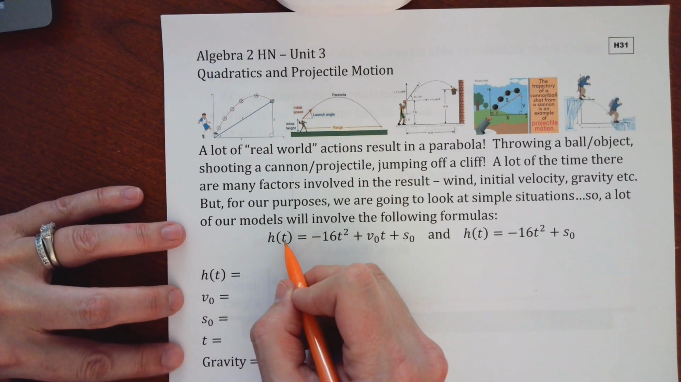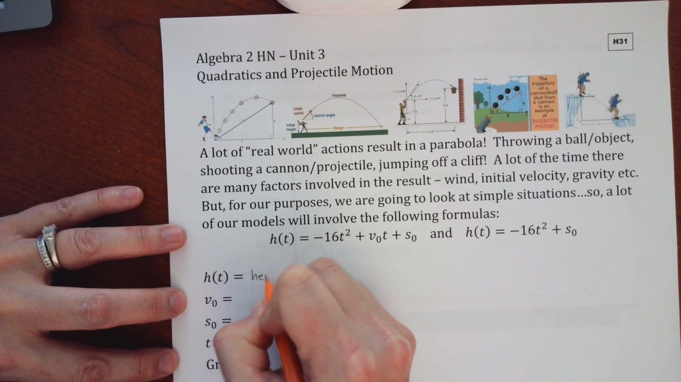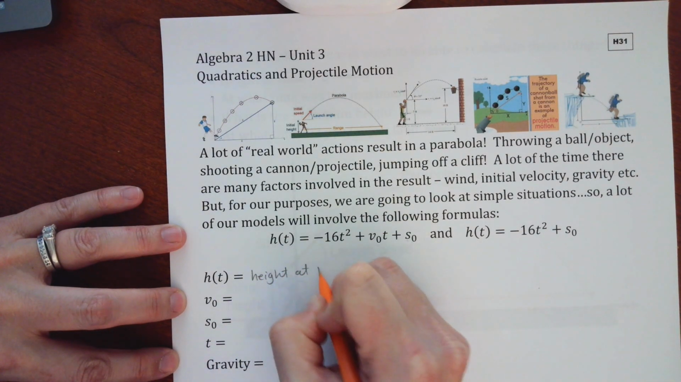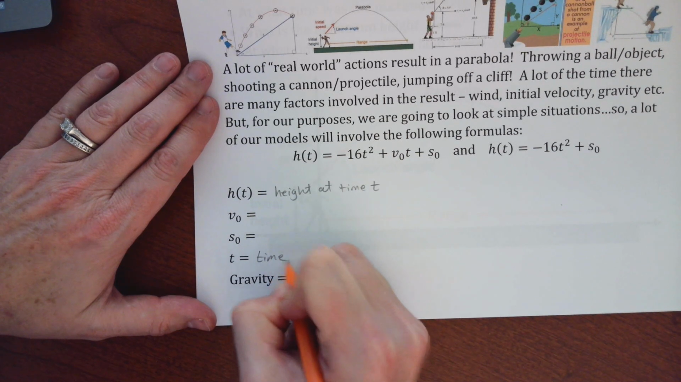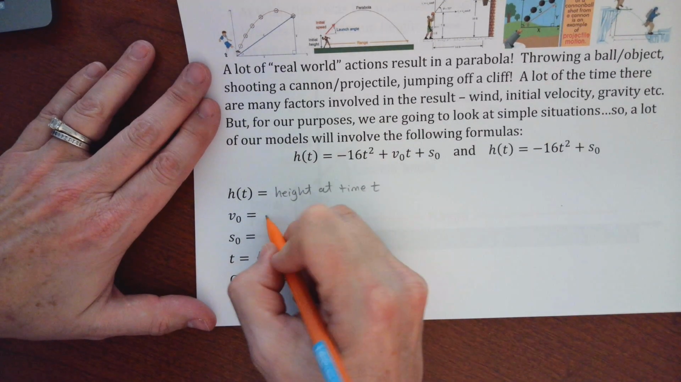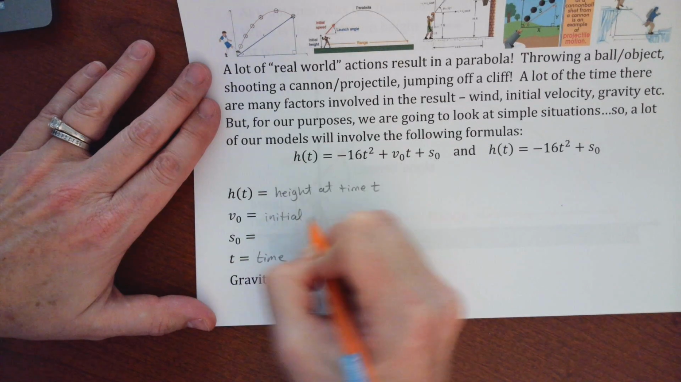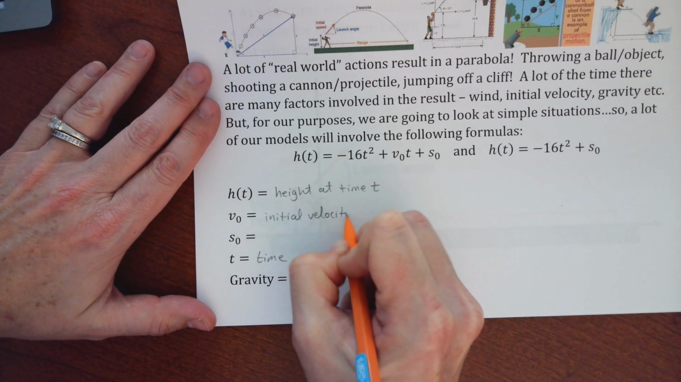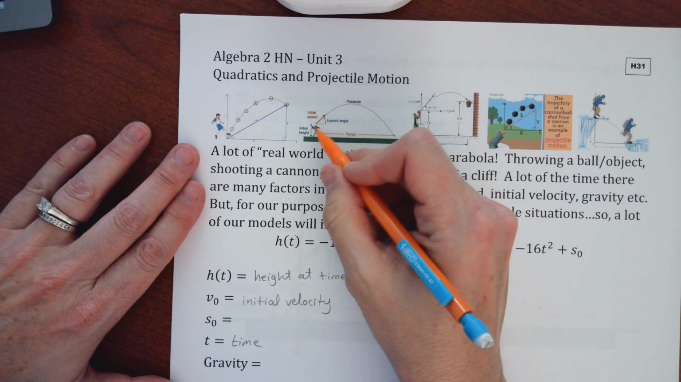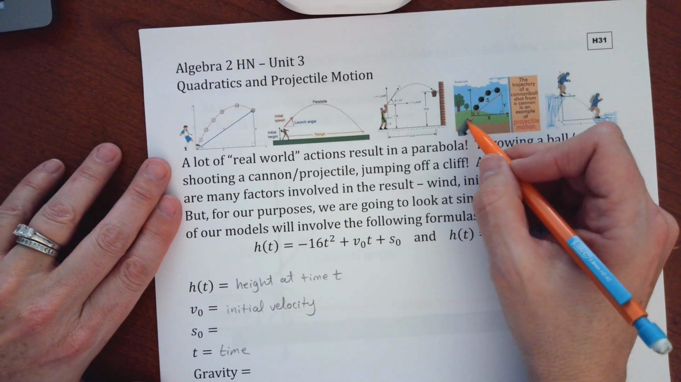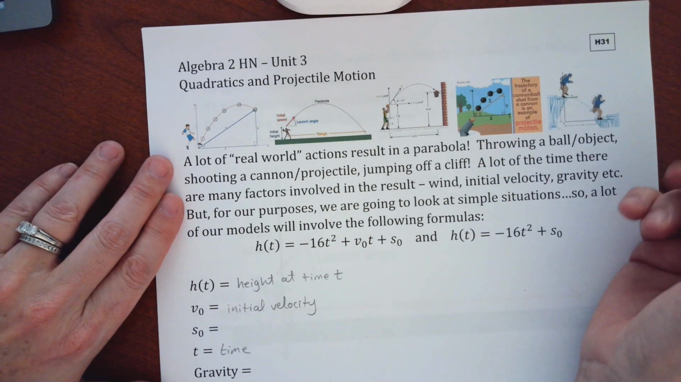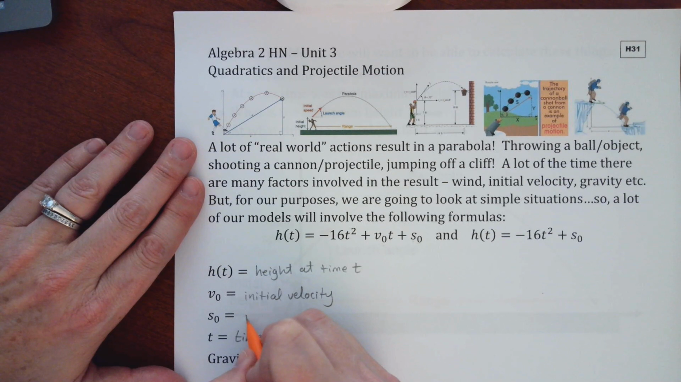So when somebody says h of t, that is your height at time t, right? And remember, t is time. When somebody says v0, that's your initial velocity. So that's when you're throwing the ball, how fast you throw it. If you're jumping off a cliff, how fast are you jumping? How fast is the cannon being shot? So that's your initial velocity. And S sub 0 is your initial position.